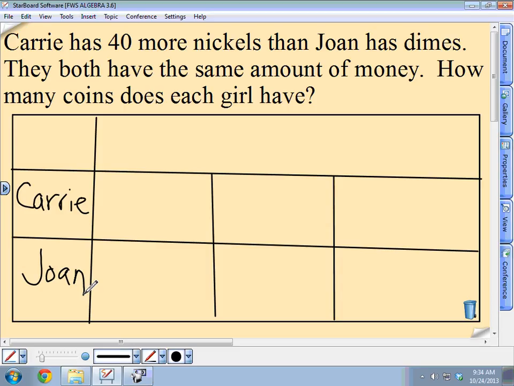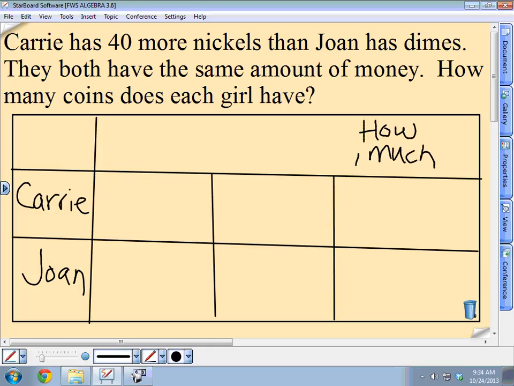So notice something, you tell me, what are we dealing with, Felix? How do we compare the coins? How does money compare? What's the problem dealing with? We have nickels and dimes. Okay, so how are we comparing them? How much? Okay, how much they have. That's eventually what we want, because that's what it asks, how much, so that's fine.